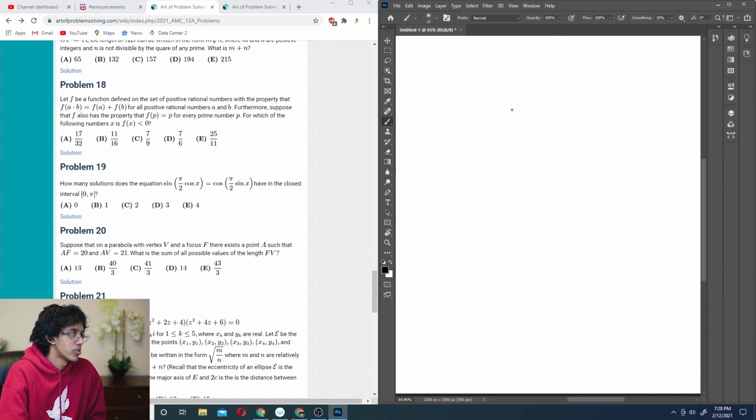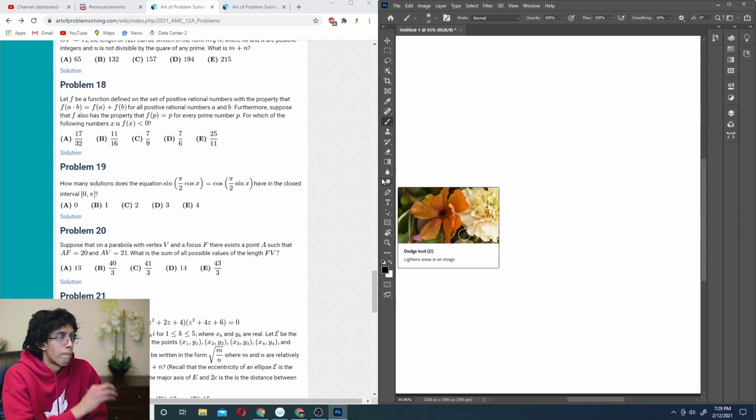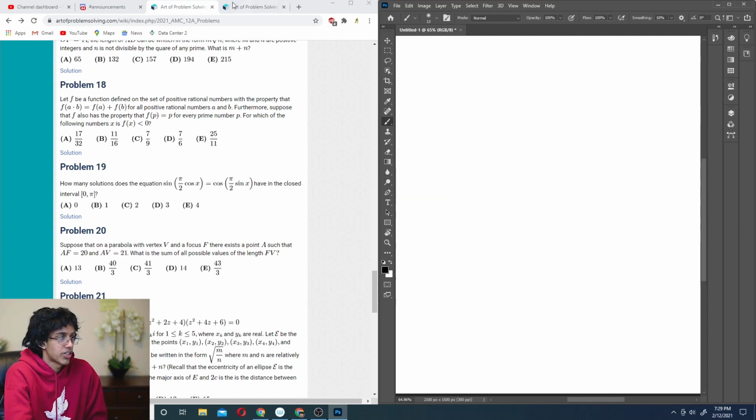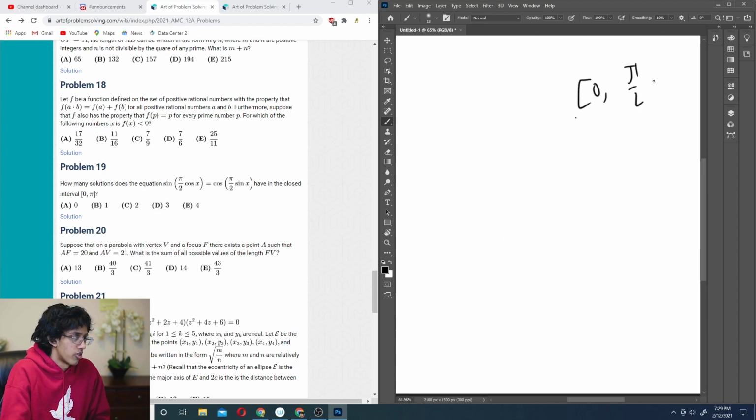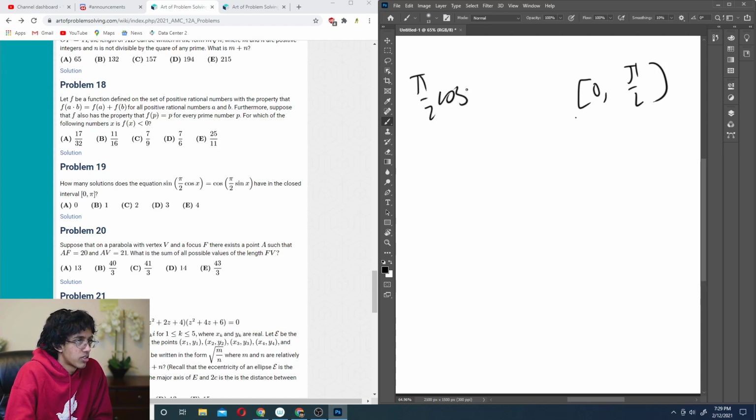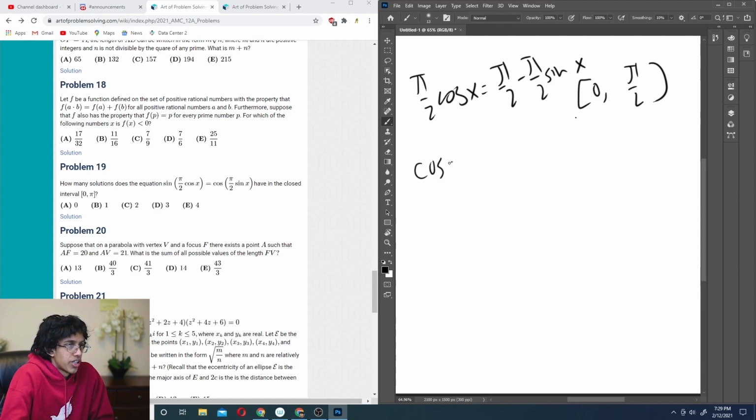So essentially the way you would do this is sine is equal to cosine whenever the angles add up to 90, right? So let's just say for 0 to pi over 2, then essentially we want pi over 2 cosine x to equal pi over 2 minus pi over 2 sine x, right? So in this case, you just have cosine x is equal to 1 minus sine x, and this is true at 0 and pi over 2, right? So 0 and pi over 2 are for sure solutions.